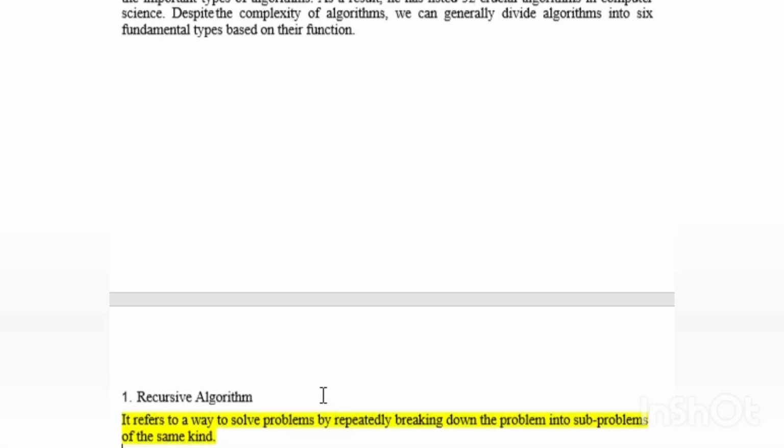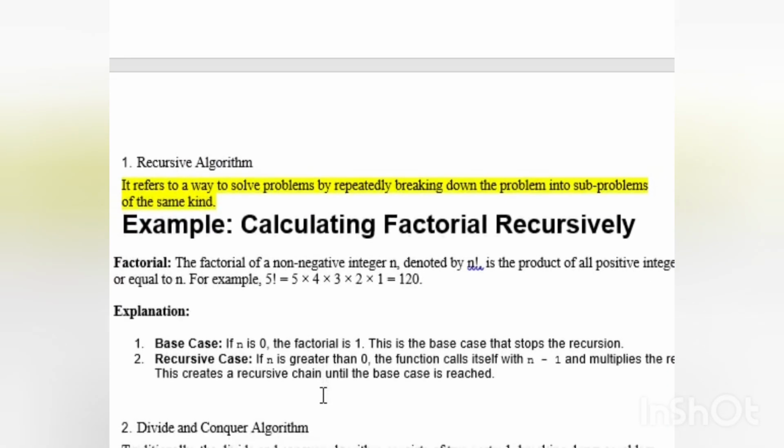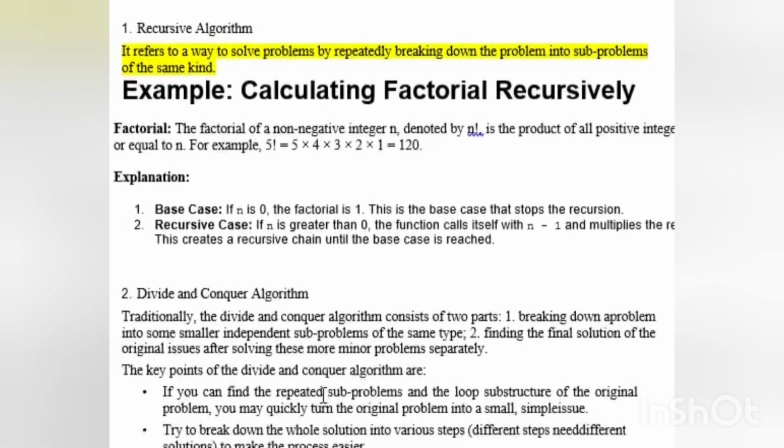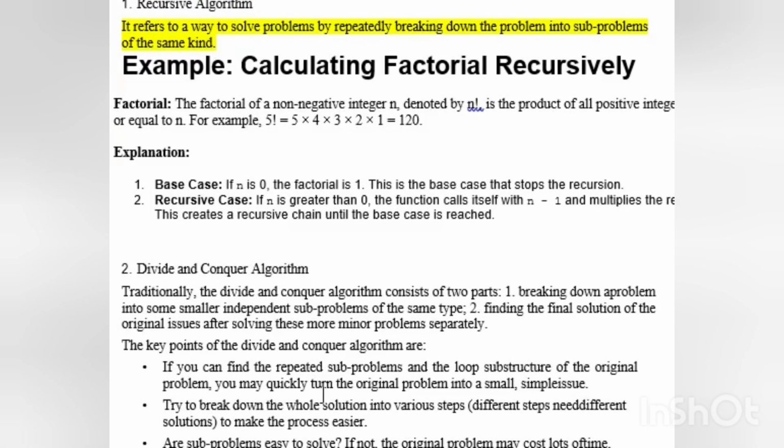There are many types of algorithm which you should know about. For example, recursive algorithm. Recursive algorithm means a function calling itself regularly. For example, calculating the factorial recursively. In this, if n is 0, the factorial is 1. In this case, the base case that stops the recursion is this, whereas the recursive case is if n is greater than 0, the function calls itself with n minus 1 and multiplies the result by n.